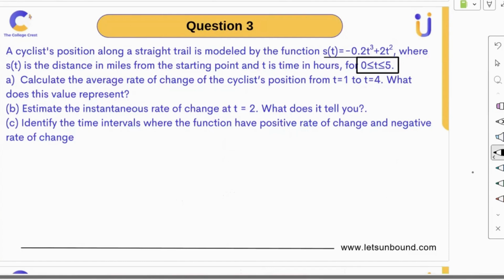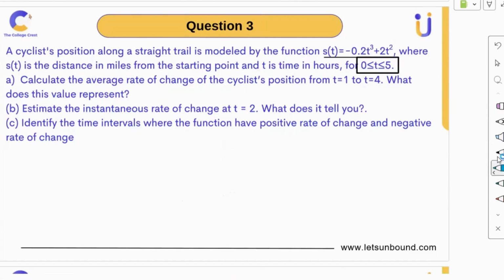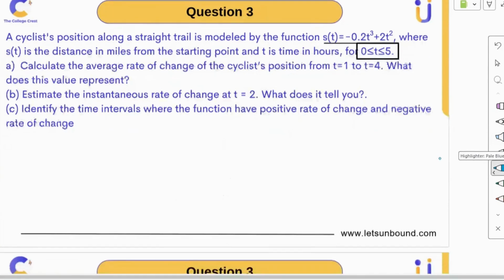Yeah, very similar. Again, average and instantaneous. But this time we are going to deal with an equation. And in part C, identify the time intervals where the function has a positive rate of change and a negative rate of change. So let's go one by one. First is the average rate of change.